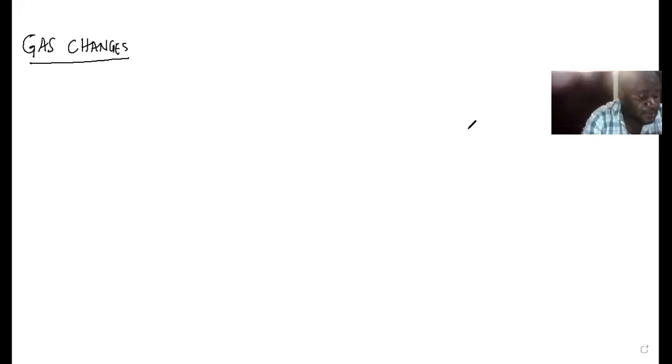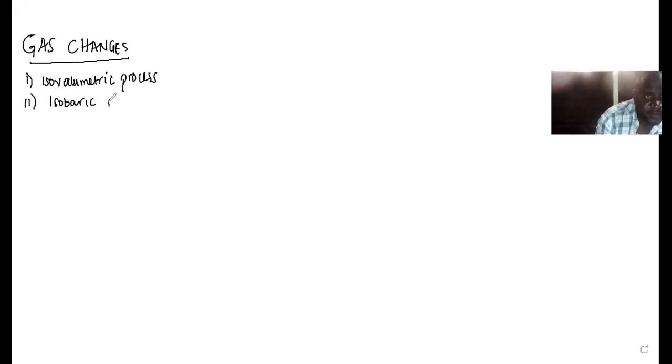Yesterday we left off when I had introduced molar heat capacity, and I promised to come in for gas changes. Among the changes we have the isovolumetric process, the isobaric process, and the isothermal process. These are all processes that occur in gases.